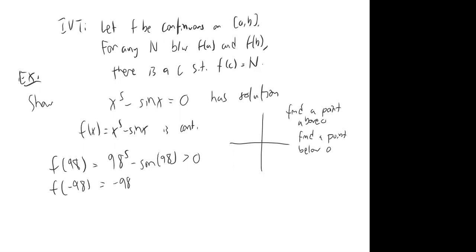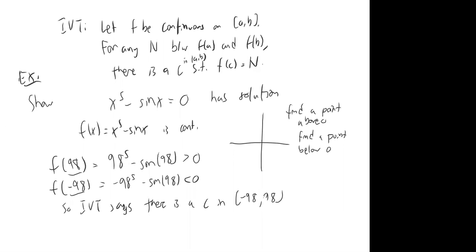Oh, sorry, this c is in [a, b], so it's in between. So -98 to the fifth minus sine of -98 is smaller than 0. So IVT says there is a c. Here's how I word it: there is a c in between the two points you plug in, -98 to 98, such that f of c is 0. And then you're done.